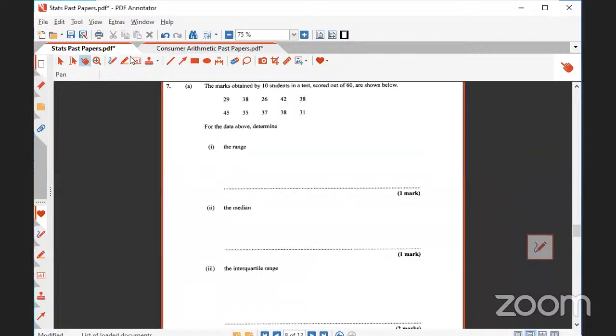All right, so how do you find range? Remember, range is highest minus lowest. What's the highest value when we look at our values here? What's the biggest one? That's 45, minus what's the smallest one? That's 26. What's our answer? The range is going to be 19.